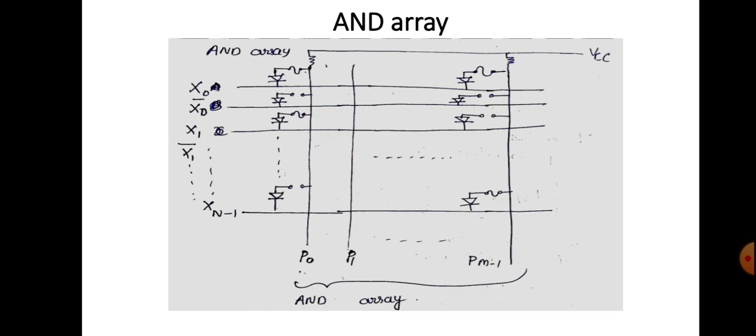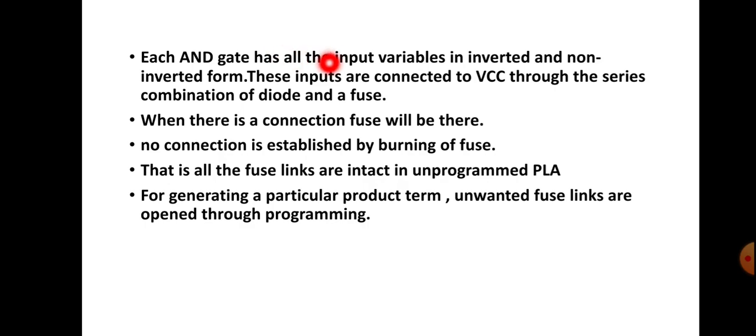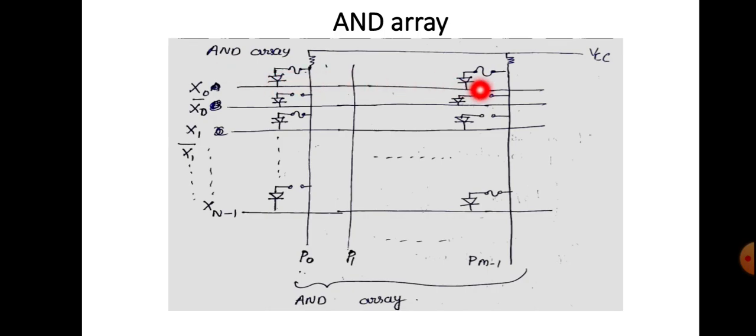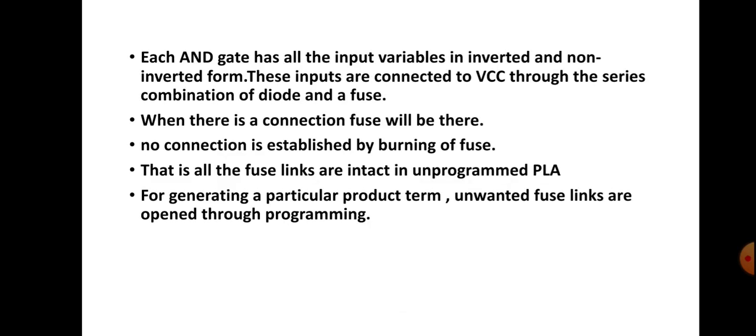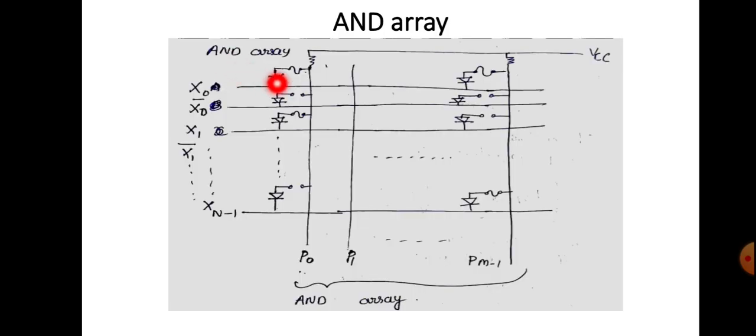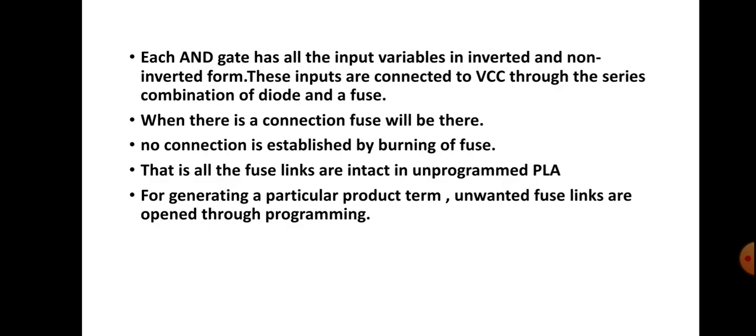Example problem. Each AND gate has all the input variables in inverted and non-inverted form. All AND gates will have this inverted and non-inverted form of the input. And these inputs are connected to VCC through a series combination of diode and fuse link. All the fuse links are intact in an unprogrammed PLA, and for generating a particular product term, unwanted fuse links are opened through programming.